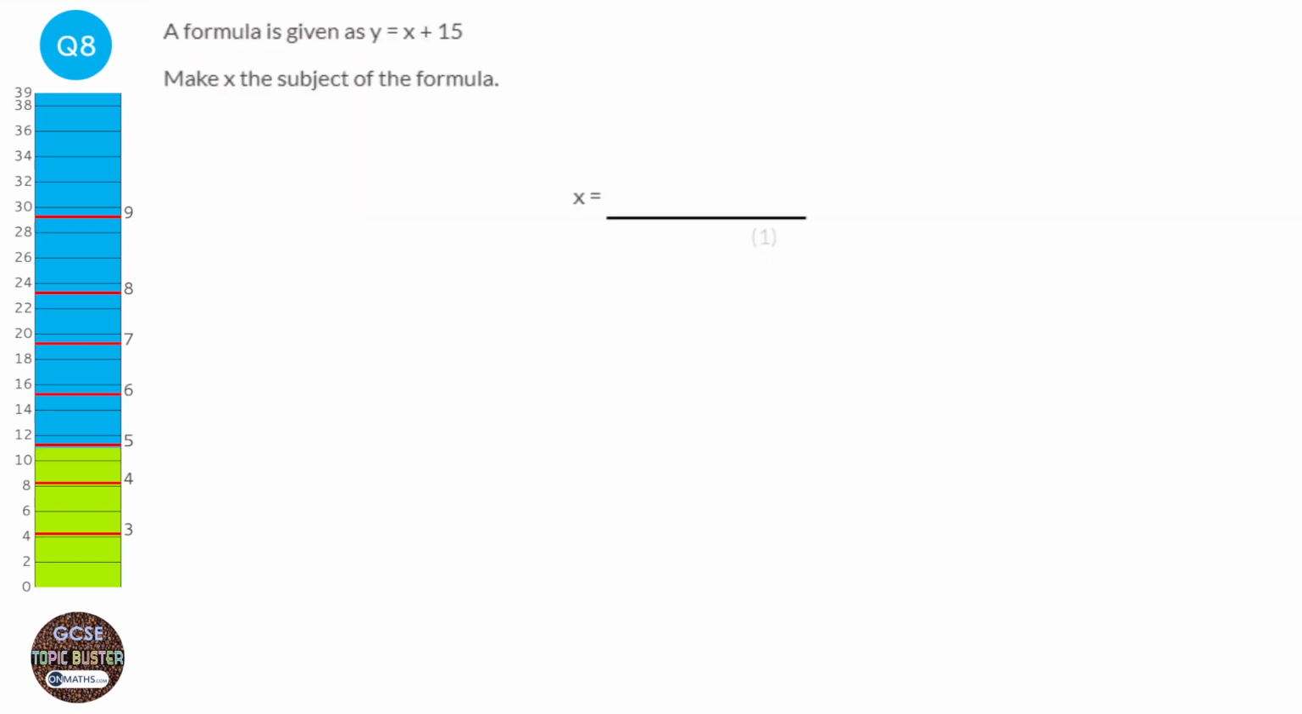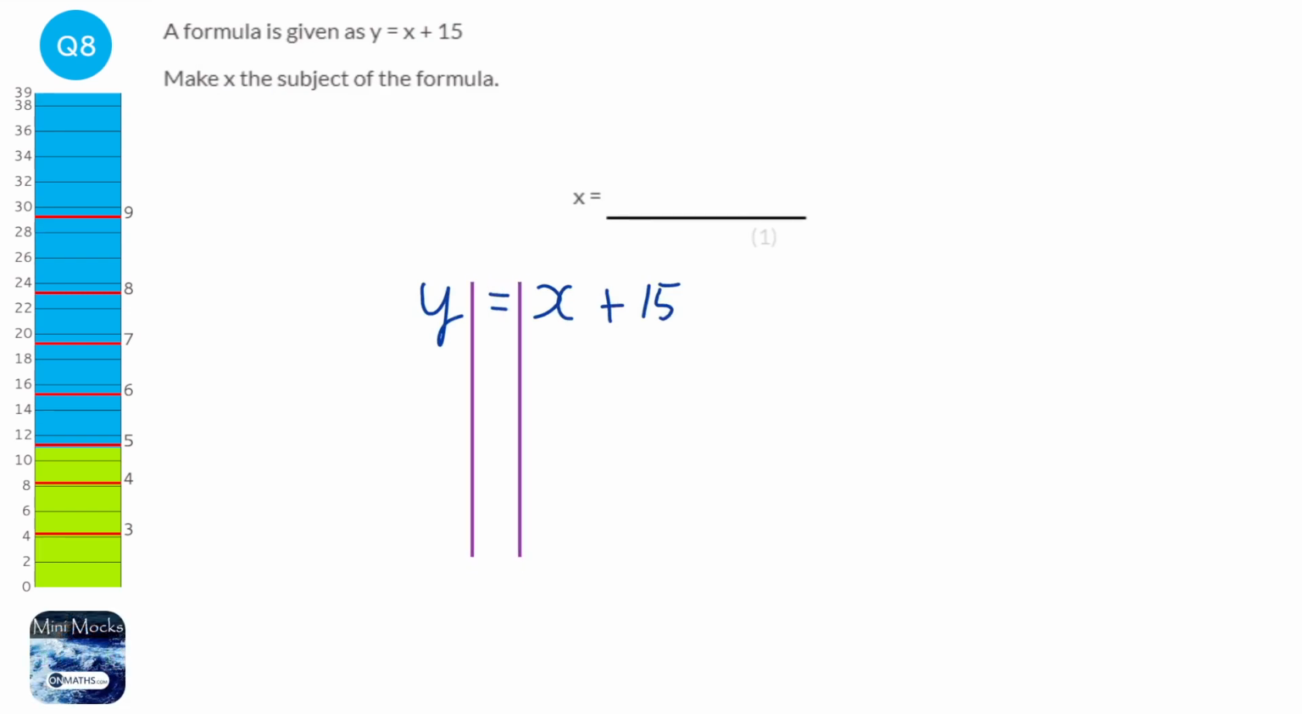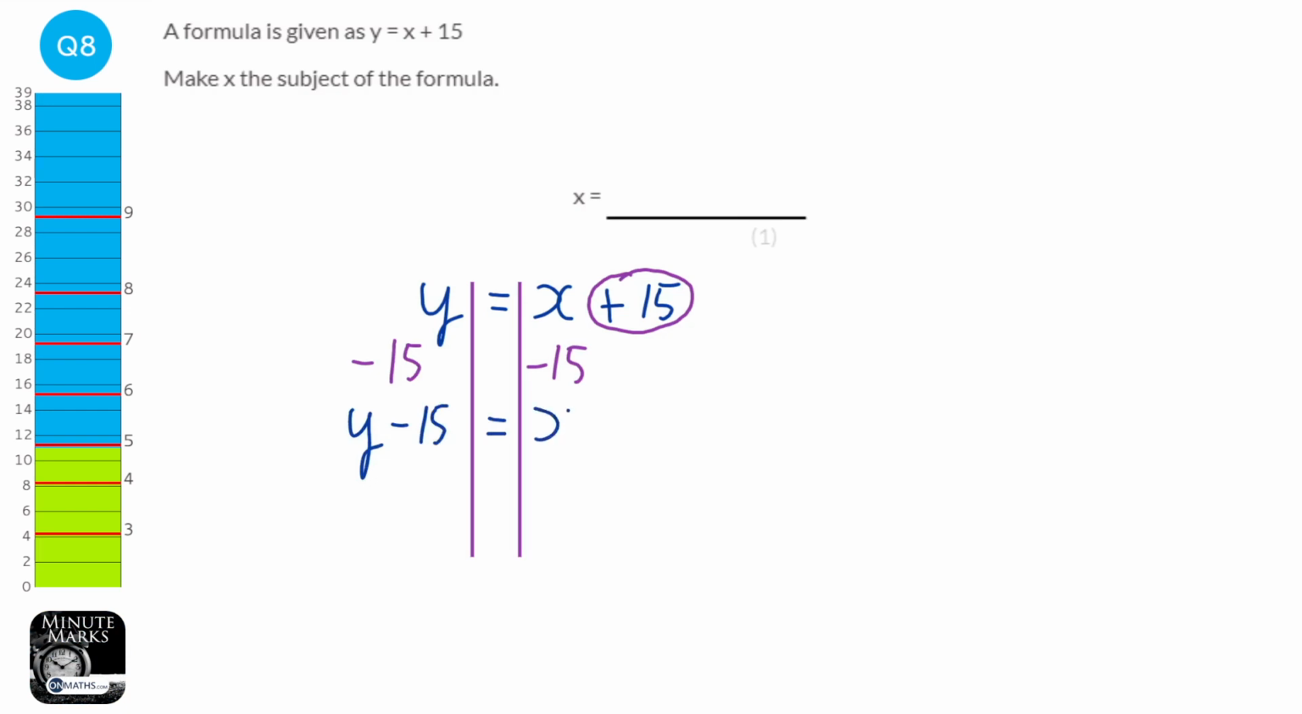So I'm going to write the question out. So y equals x plus 15. And we're told that we want to make x the subject of the formula. Now what that means is we want x on its own. What's stopping x from being on its own? This plus 15. So to get rid of it, we do the inverse, the opposite of plus 15 to both sides. Take away 15. So we end up with having y minus 15 on the left hand side, and we've got rid of the plus 15, so we've just got x on the right hand side. So x is equal to y minus 15.